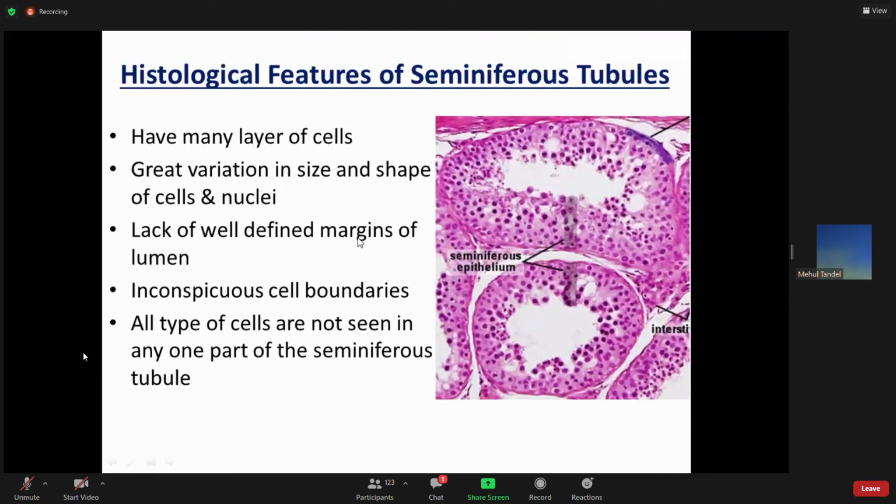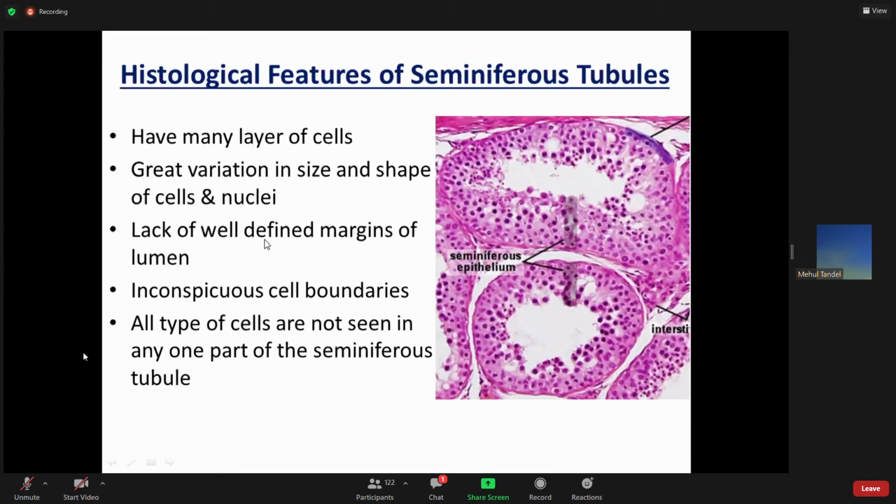So this is a picture of the seminiferous tubule. It has many layers of cells, that's why it looks like a stratified epithelium. There is great variation in size and shape of cells and nuclei, so it does not look like a true epithelium. The epithelia we have seen, stratified squamous and transitional, it will not look like those. Here all the nuclei will look different.